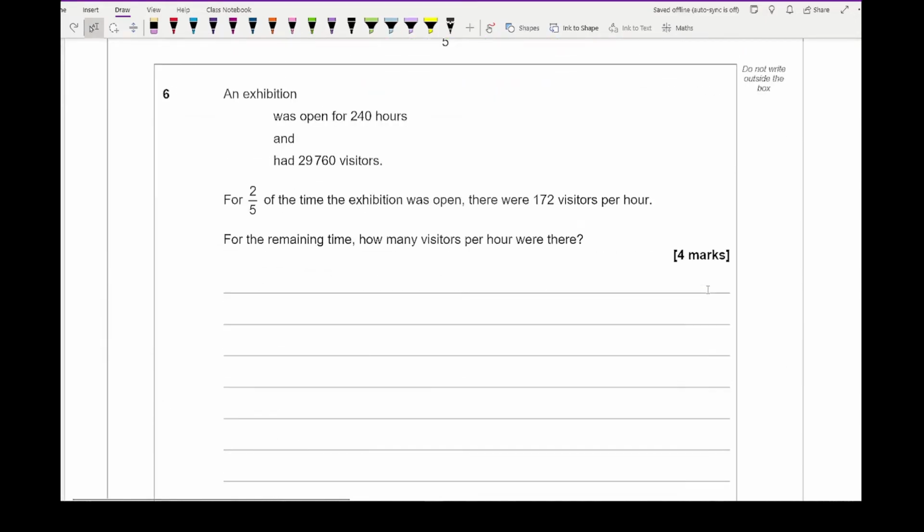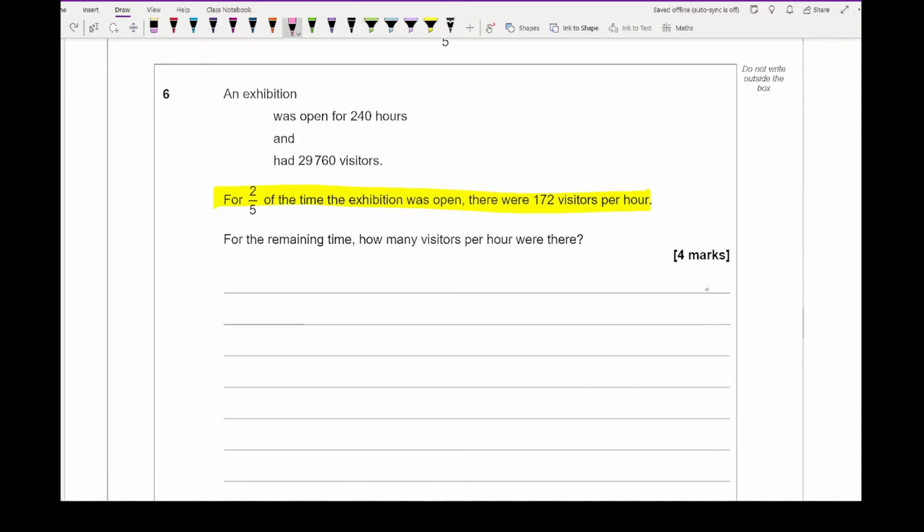Moving on to question 6, it says an exhibition was open for 240 hours and had 29,760 visitors. For 2/5 of the time the exhibition was open, there were 172 visitors per hour. For the remaining time, how many visitors per hour were there? So for this, the first thing we need to do is, and again, the order in which the question is written usually implies the order in which you need to answer this. So the first thing we need to do is work out how many visitors there were for this 2/5 of the time. So I'm going to work with this bit of information here.